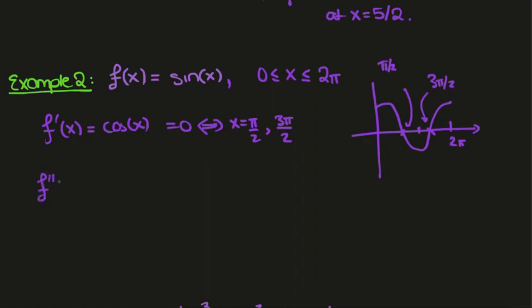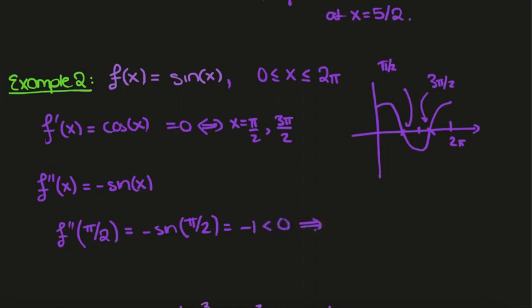And so we want to determine the nature of these stationary points. So we note that the second derivative is minus sine x. Now if we put the first stationary point in, f double prime of pi on 2 is minus sine of pi on 2. But sine pi on 2 is 1, so this is minus 1, which is negative, which says we have a local max.